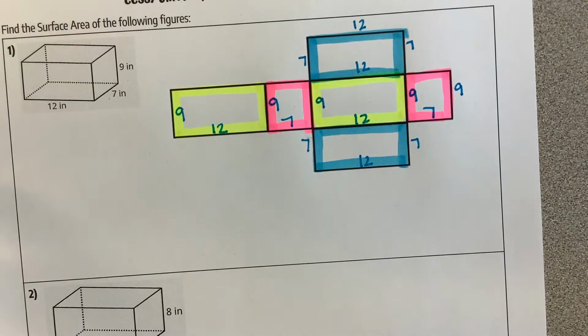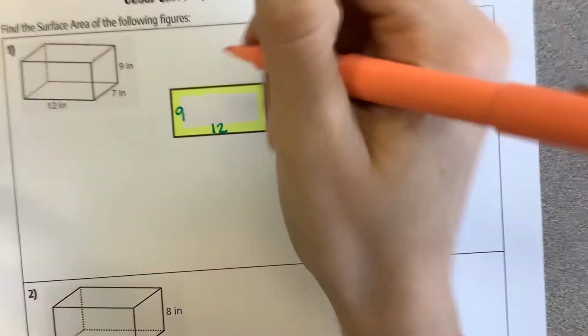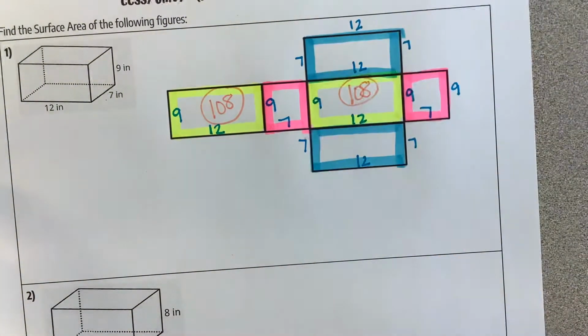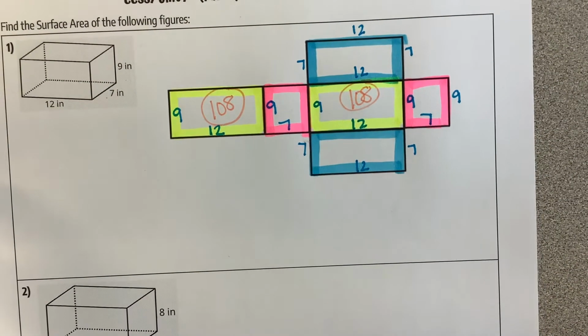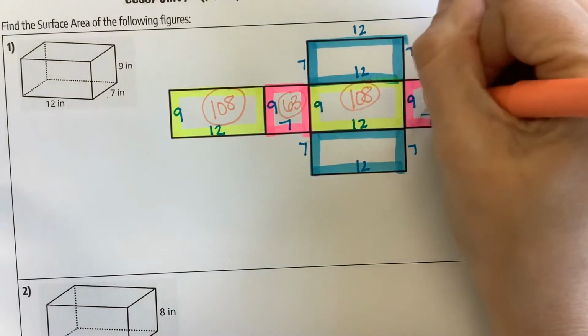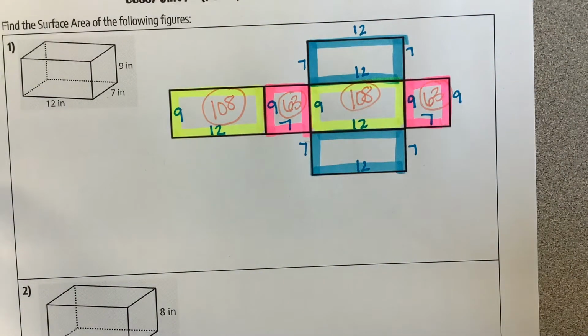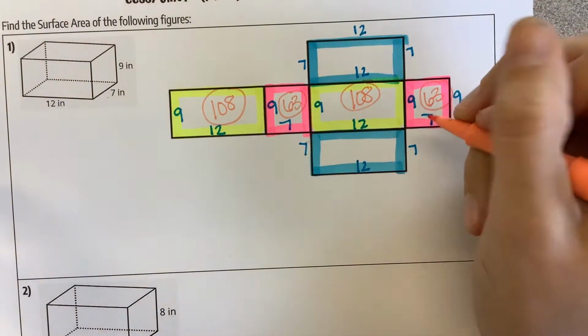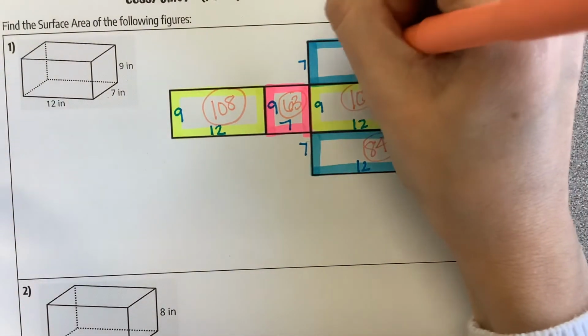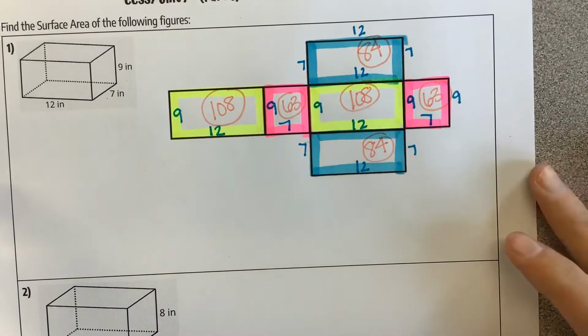So now let's go ahead and find the area. So I'm going to multiply. 9 times 12 is 108. And this other rectangle should also be 108. My pink, 9 times 7 is 63. So my other one here should be 63. And then on the bottom, 12 times 7 is 84, so our other base on the top should be 84. So you should have three sets of rectangles.